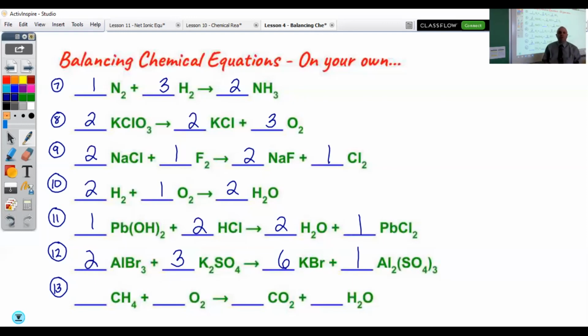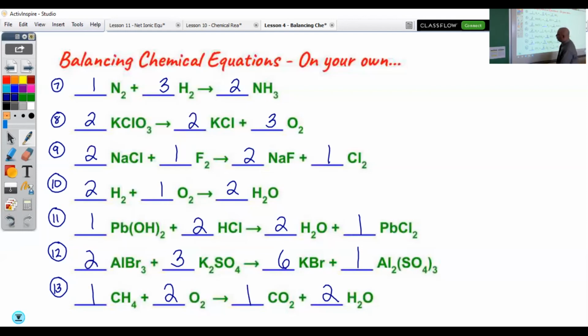And we'll finish up with example problem number 13. So I have 1 carbon, 4 hydrogens, just 2 hydrogens here, so I'm going to put a 2 in front. Now looking at oxygen, I have 2 oxygens here, but on the right side, I have 2 plus 2 more, 4 oxygens all together over here. So I'm going to put a 2 in there. We'll put in 1s here and here.